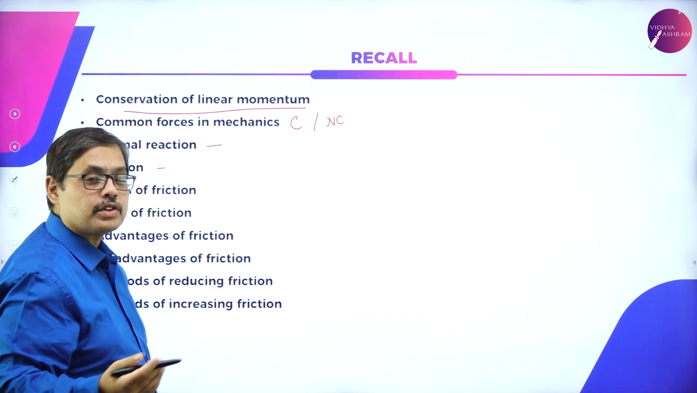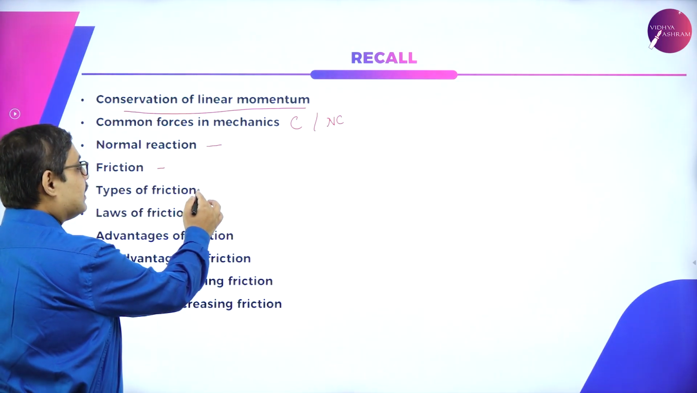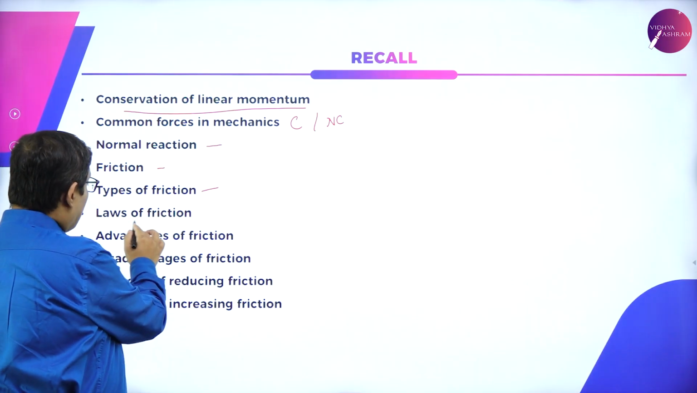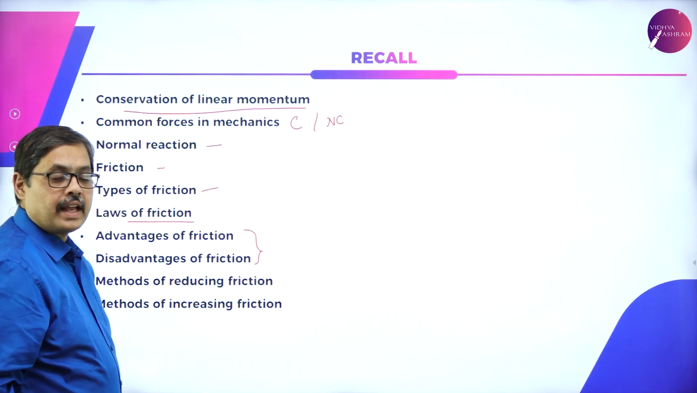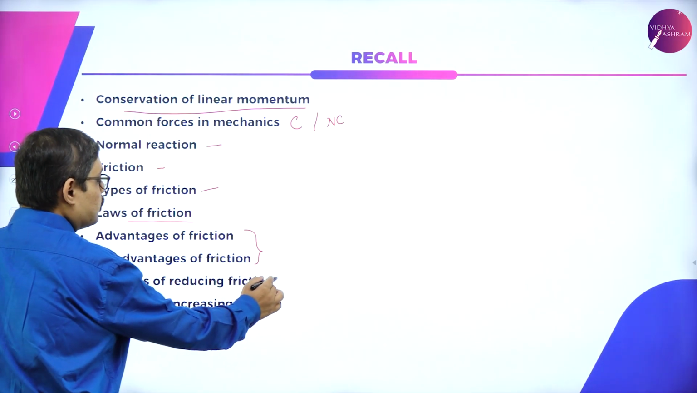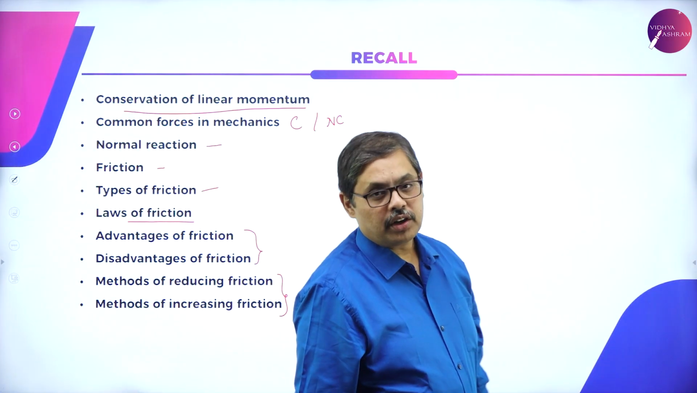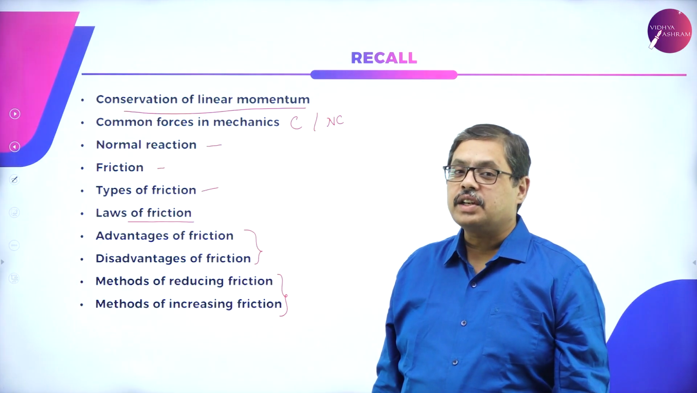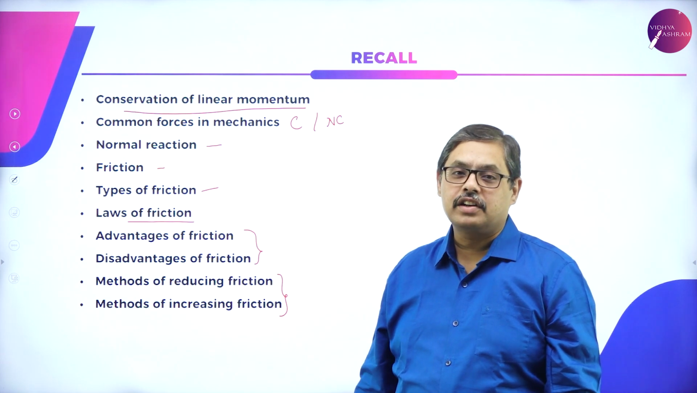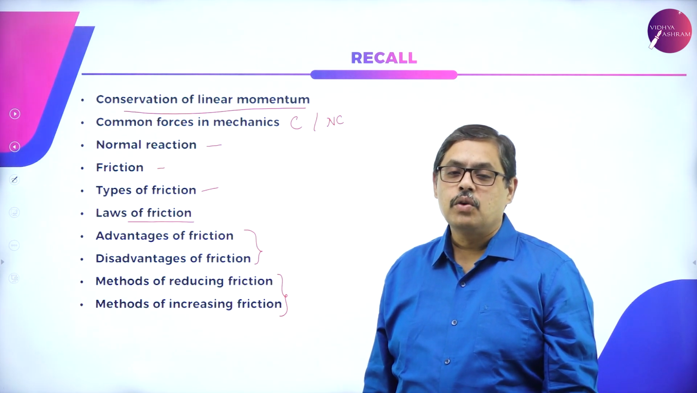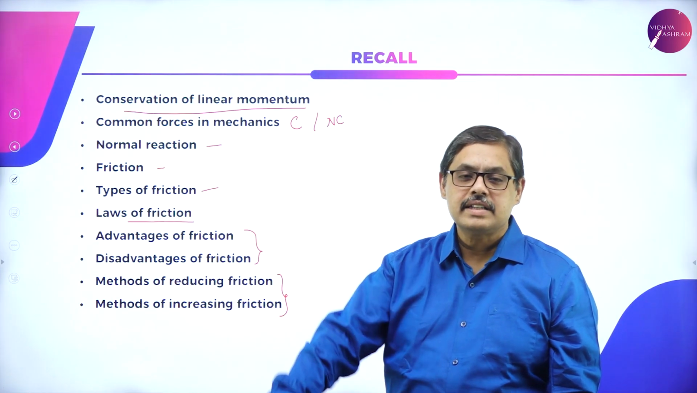Our discussion on friction was quite elaborate, where we discussed the classification of friction, the types of friction, the laws which govern friction, the advantages and disadvantages of friction, and the methods employed to reduce and to increase friction. Let us move on today and check what is centripetal force and how a vehicle moving on a flat or horizontal surface or on a banked surface, what is the force acting upon it and what is the maximum velocity with which it can take a turn on a circular path.